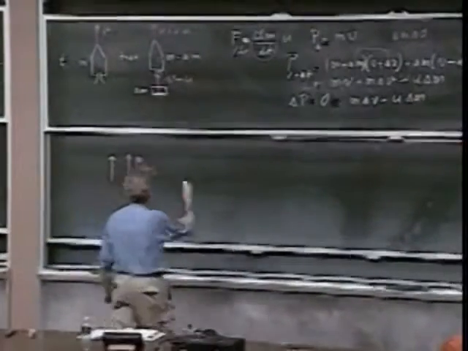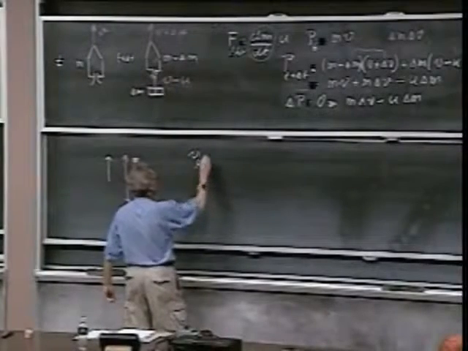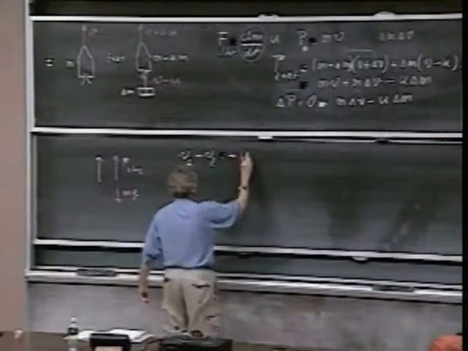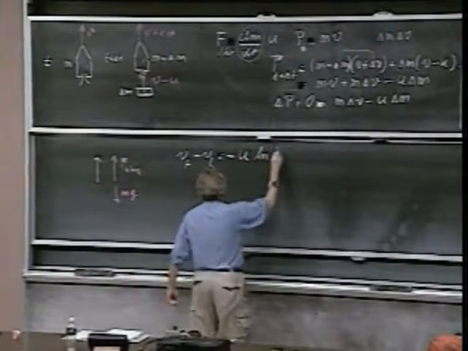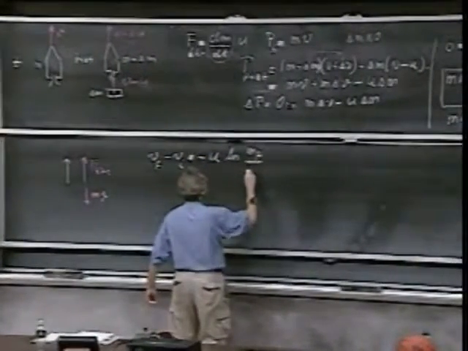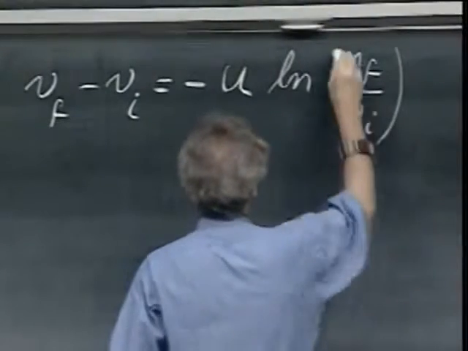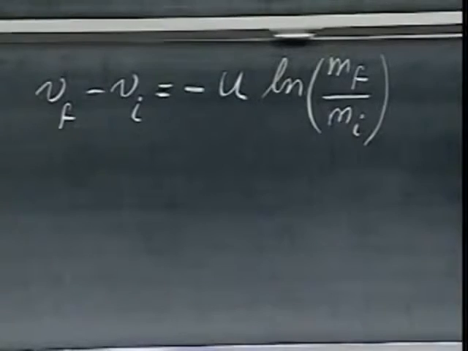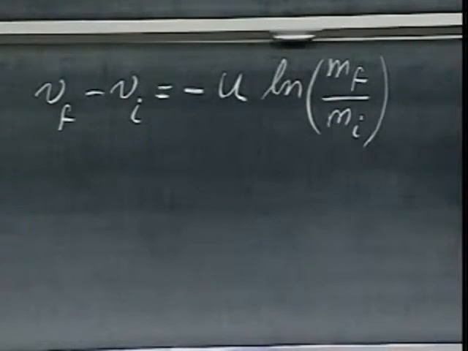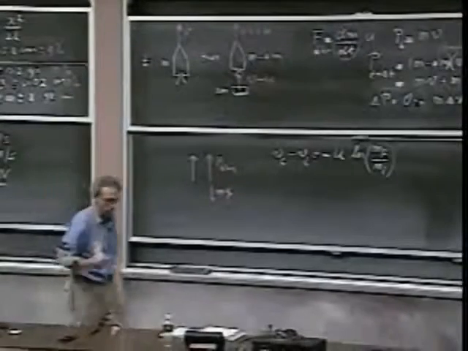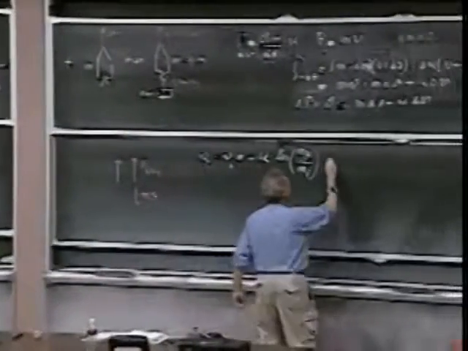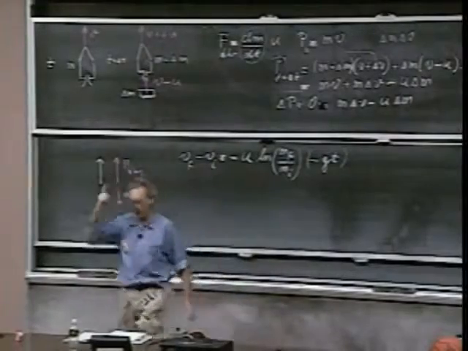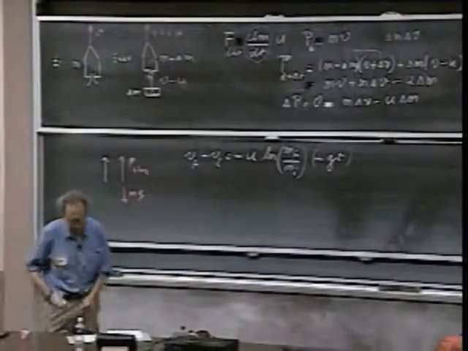And then you come up with a very famous equation: the final velocity of the rocket minus the initial velocity of the rocket equals minus u times the logarithm of the final mass of the rocket divided by the initial mass of the rocket. This is if there were no gravity at all. Just in case, and only in case of a vertical launch from Earth, there is also a term minus gt. Only if you have a vertical launch from Earth.